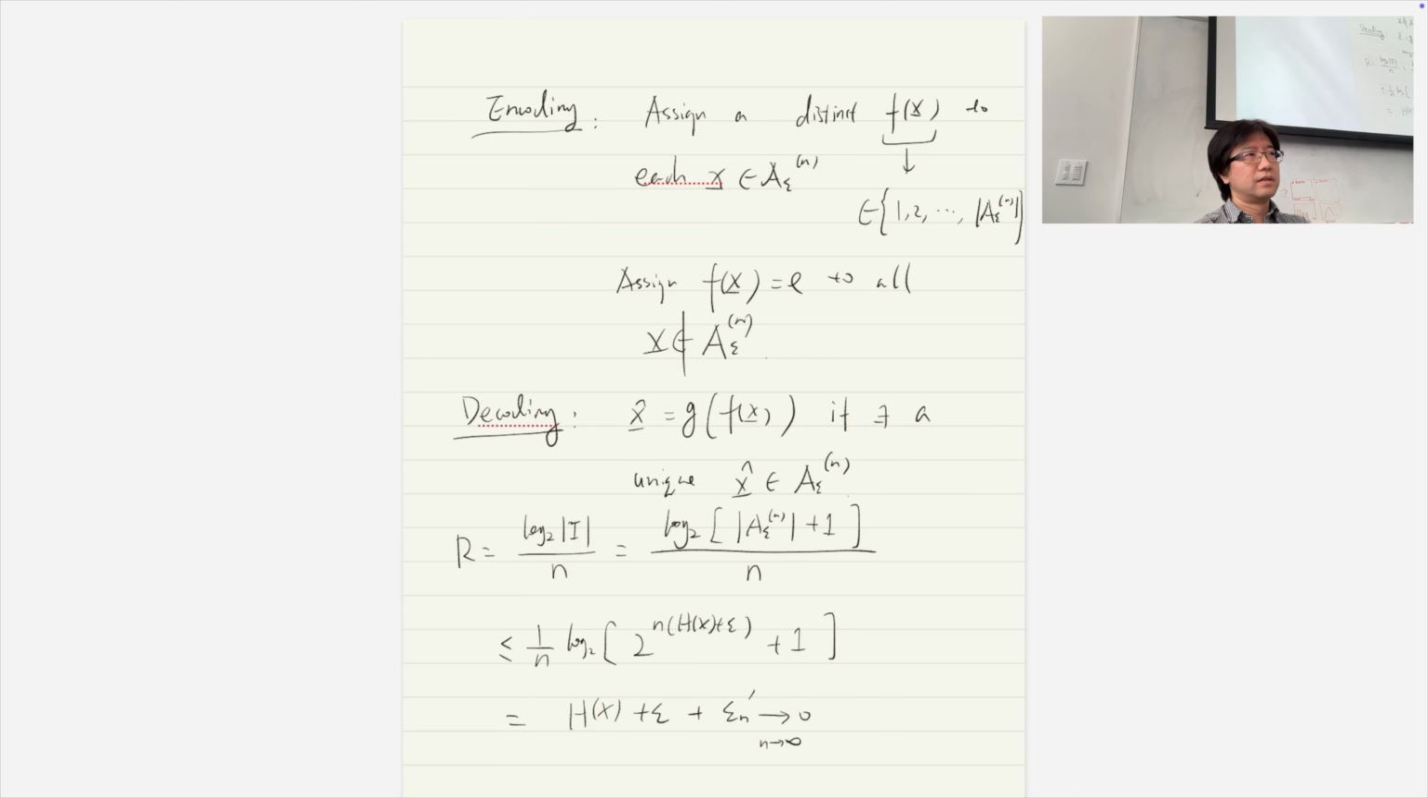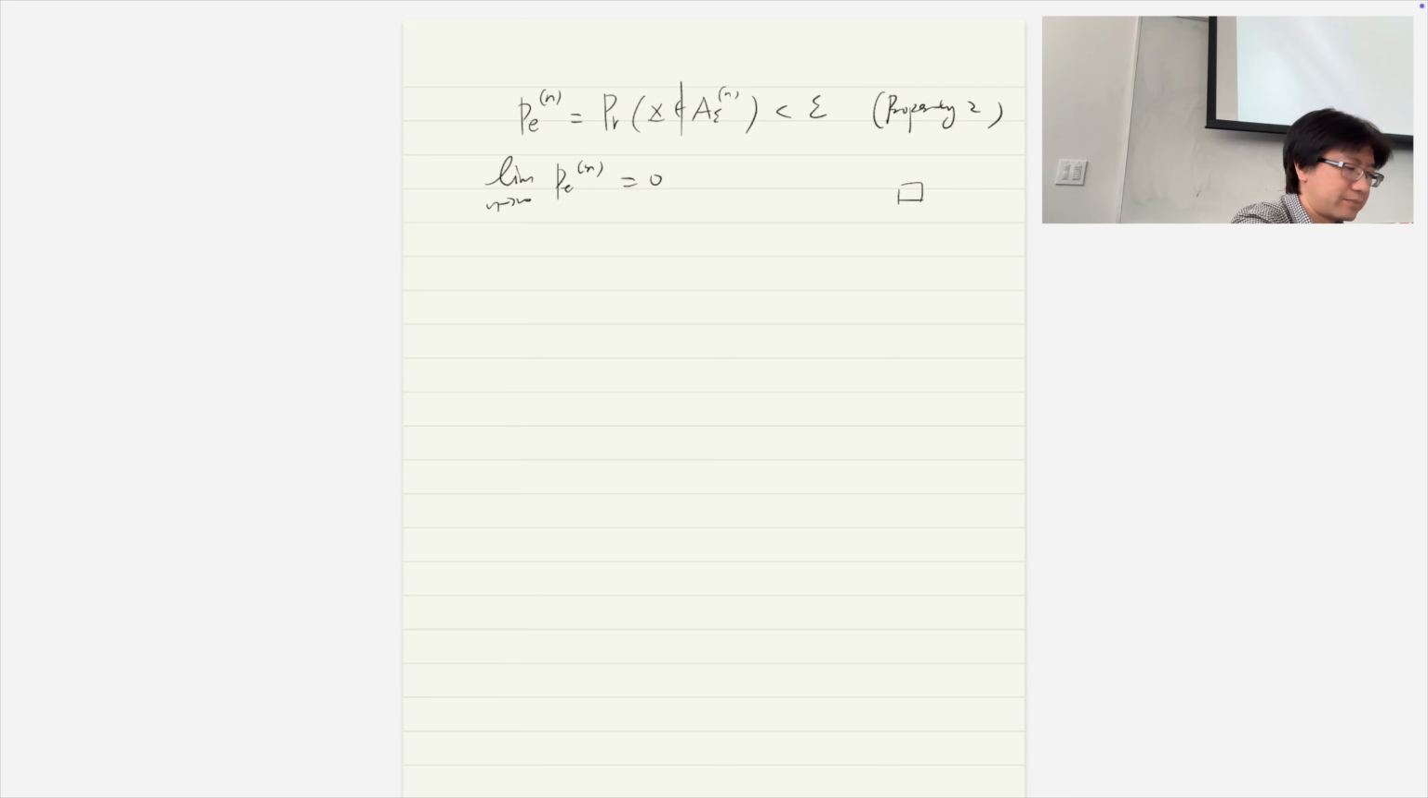Very good. Yeah, now let's review the procedure here, right? So basically, number 1, we need to design an encoding function. Number 2, we need to design a decoding function, right? And then compute the rate, and then show the error goes to 0. Okay, these are 4 steps. Let's mark it: step 1, step 2, step 3, and step 4.